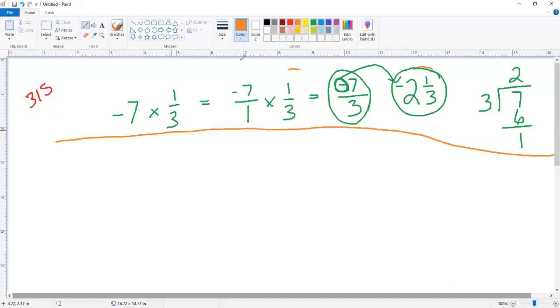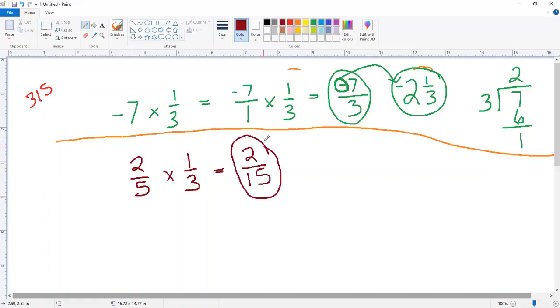Let's try another question. 2 over 5 times 1 over 3. 2 times 1 is 2, 5 times 3 is 15. And that is as simple as we can get. We can't divide 2 into 15. It's not an even number, so we're left with just that answer.